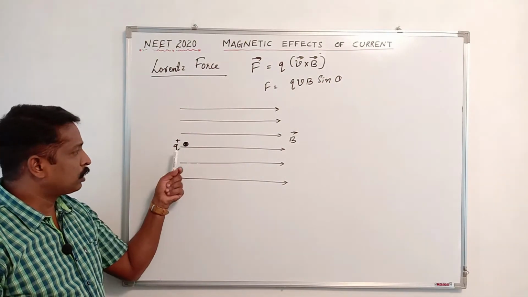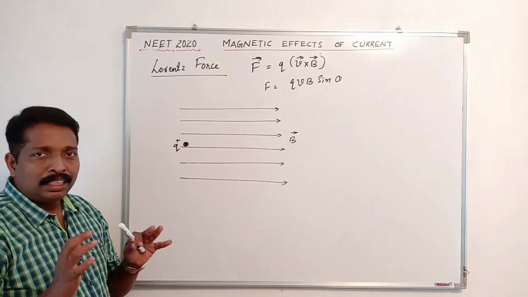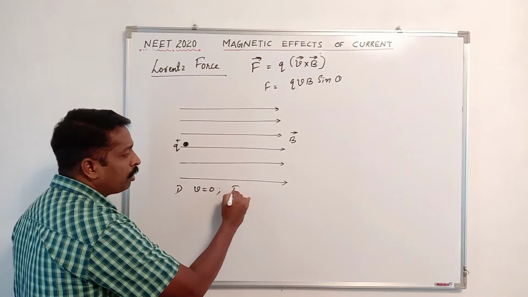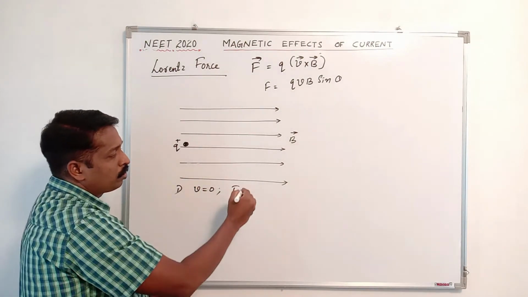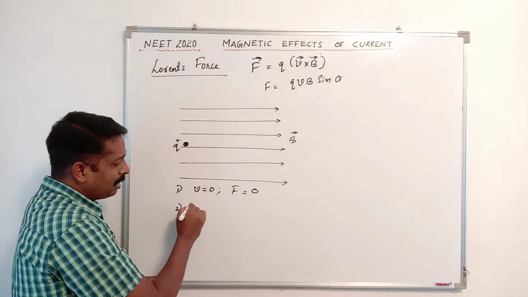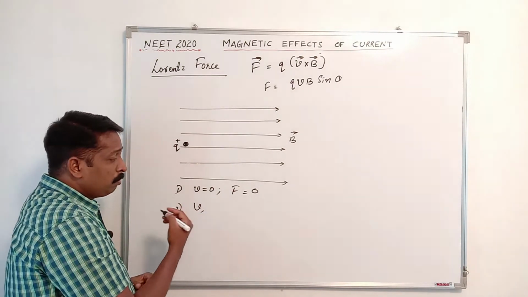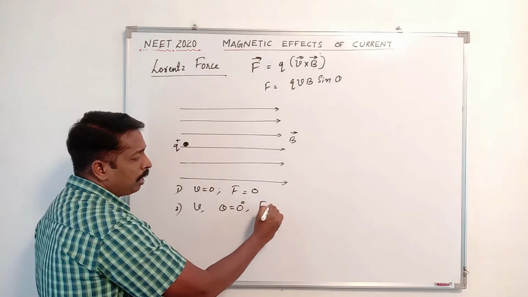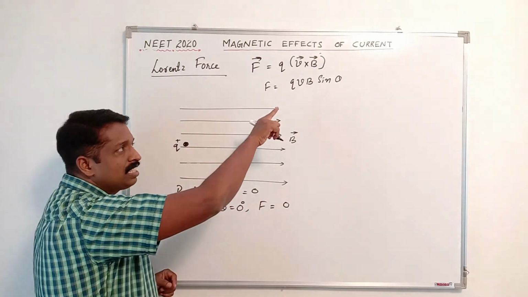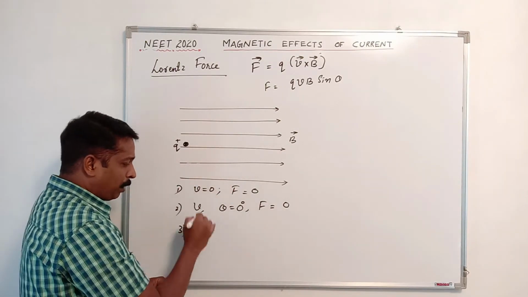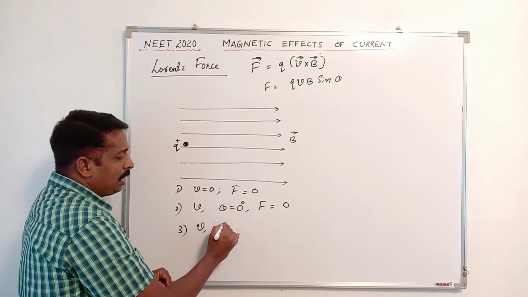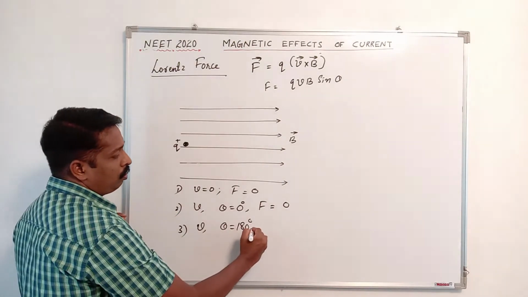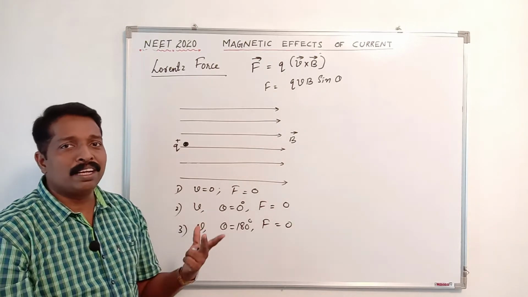Consider a positive charge plus Q placed in a uniform magnetic field. Initially the charge is at rest. So first case, the charge is at rest, that means V is equal to 0. Then what will be the force? In QVB sin theta, V is equal to 0 means F is equal to 0. In the second case, if the charge is projected with a velocity V along the direction of magnetic field, that means theta is equal to 0 degree, therefore F is equal to 0, because sin 0 is 0. And the third case, if the charge is projected with the velocity V anti-parallel to the direction of the field, then also force becomes 0 because sine 180 is 0.